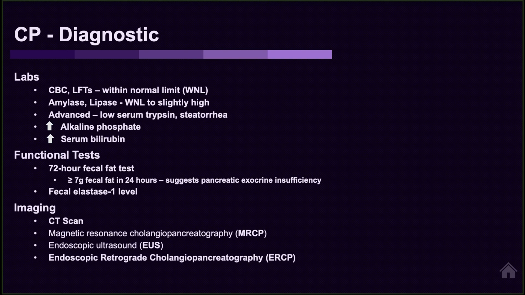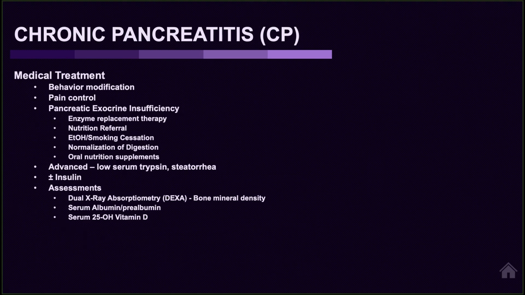Treatment for CP begins with medical management. Some of the things to look for are pain control, addressing pancreatic exocrine insufficiency, making sure they are receiving appropriate nutrition referral, looking at behaviors surrounding smoking and drinking, and whether or not they require insulin. Some of the assessments to be made would be DEXA to measure bone mineral density, as osteopenia has high prevalence in this population, and also because we already know about the contributions from excessive alcohol consumption in the absence of the disease. Serum albumin, prealbumin, and serum 25-OH vitamin D should also be monitored.